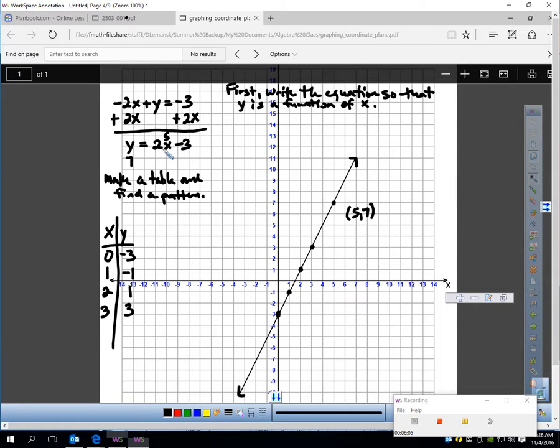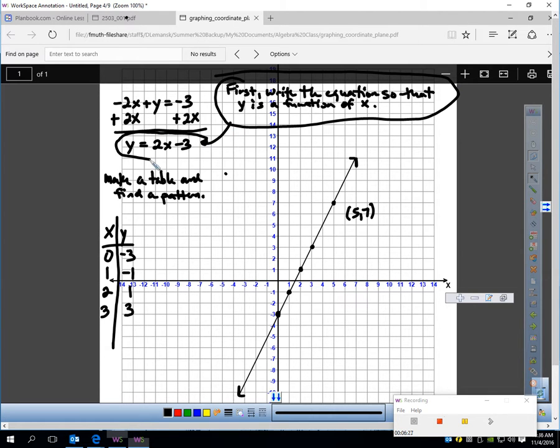2 times 5 is 10. 10 minus 3 is 7. You notice any point on this line will make this statement true. Now, here's why I told you to write the problem in the beginning. You might be wondering, well, Mr. Lemansky, I could have got these points without doing what you told me to do here. Here's why I want you to do that.